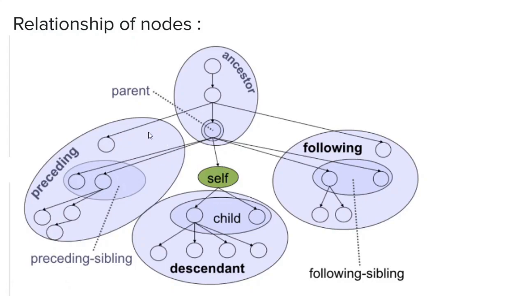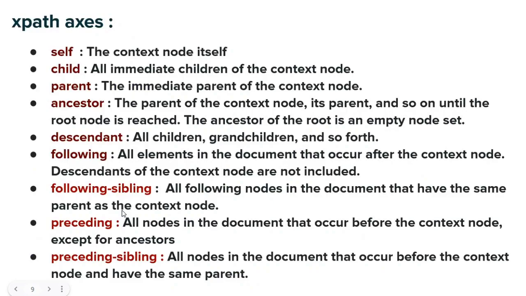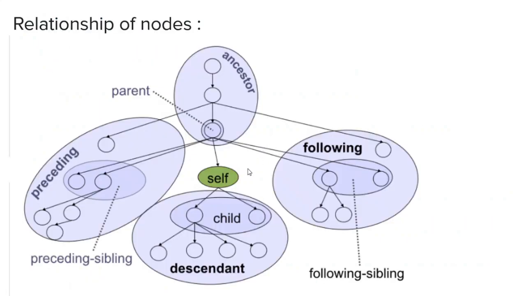And what are the preceding nodes then? The nodes which are present before the self node are basically preceding nodes, excluding the ancestor nodes. All the nodes in the document that occur before the context node, except for ancestors, are basically preceding nodes. The nodes which are after the self node are following nodes, excluding the descendants.